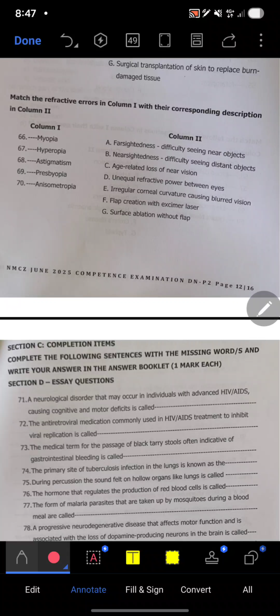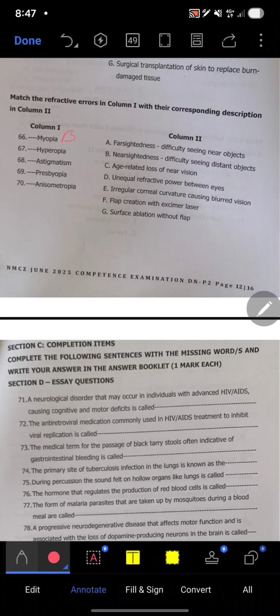The last set of matching says match the refractive errors in column 1 with their corresponding descriptions in column 2. And 66 says myopia. The correct answer is B. Myopia means nearsightedness, which is difficult seeing distant objects.